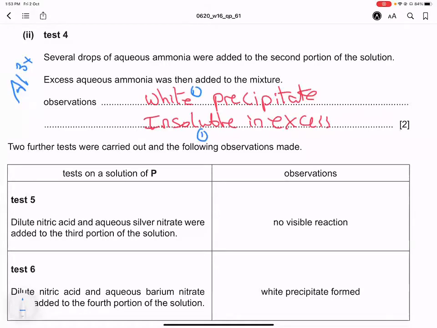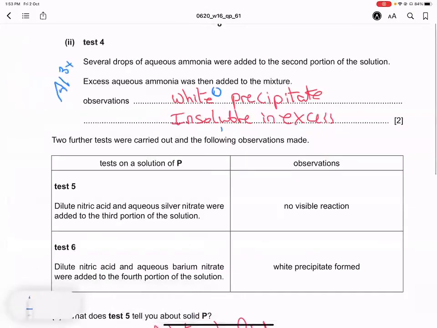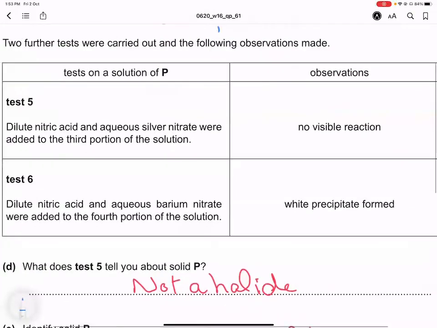You take the mark for precipitate only the first time you say it in the exam. After that, it doesn't give you the mark. White precipitate, insoluble in excess. Okay. 2 further tests were carried out and the following observation made.